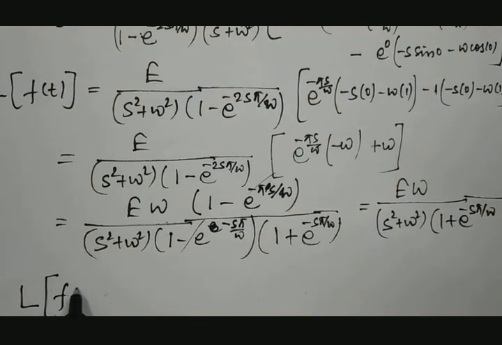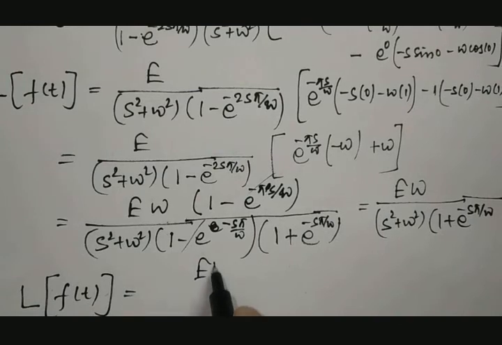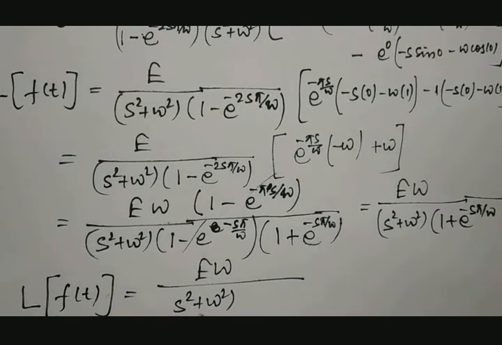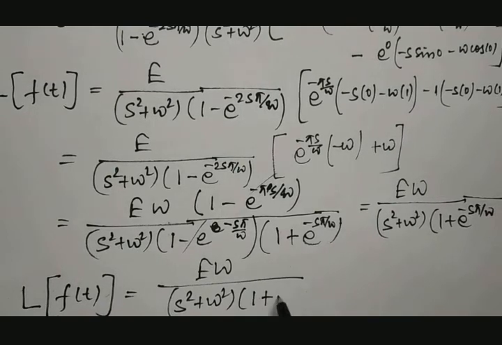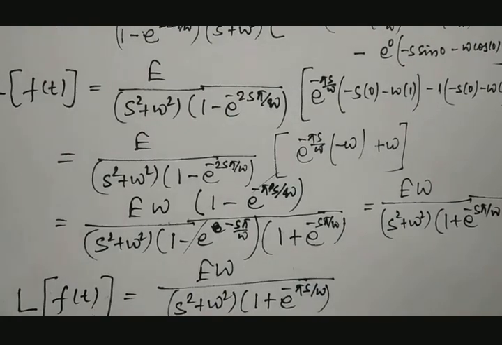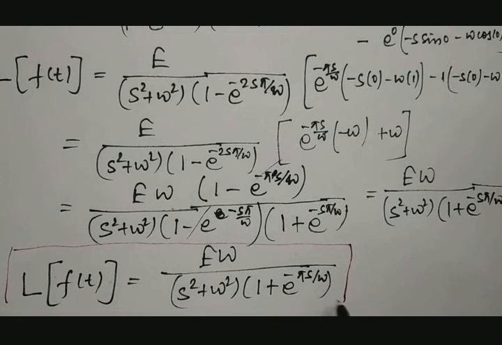Therefore Laplace transformation of f of t is equal to e omega divided by s square plus omega square into 1 plus e raised to minus pi s by omega. So this is the required solution for the given example.